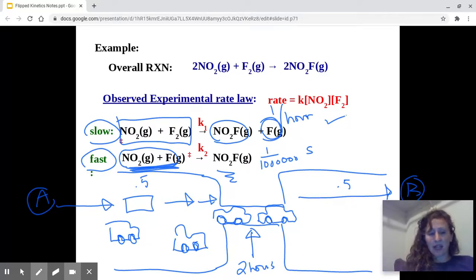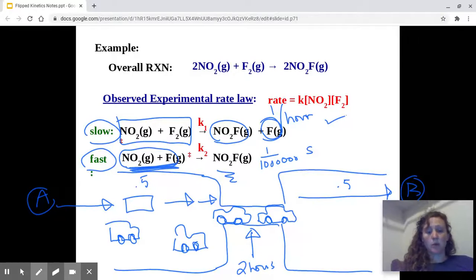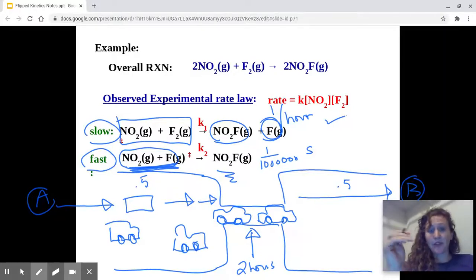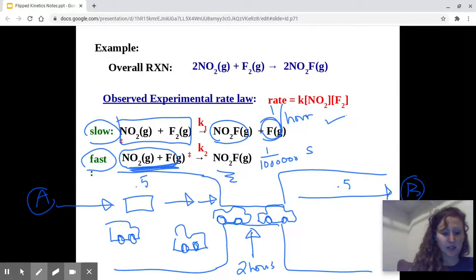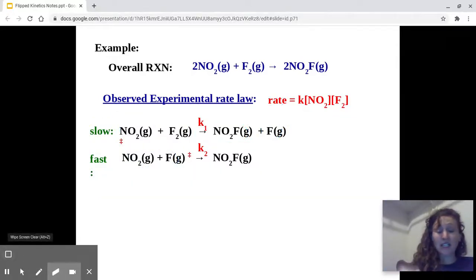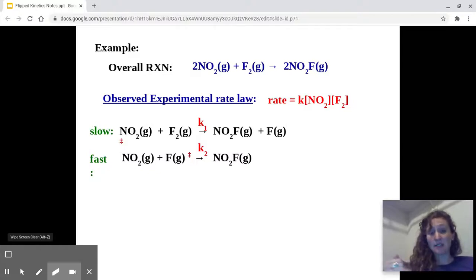And so again, like I said, most mechanisms are like this. Most mechanisms have a slow step that determines your rate. It is the rate determining step. And then it has a couple fast steps that don't really matter because the whole rate hinges on the slow step. So if we look at this, this matters. This matters in a big way.